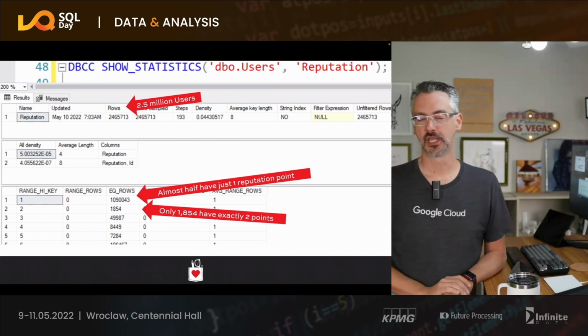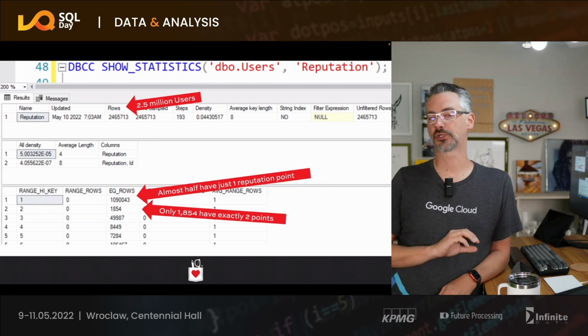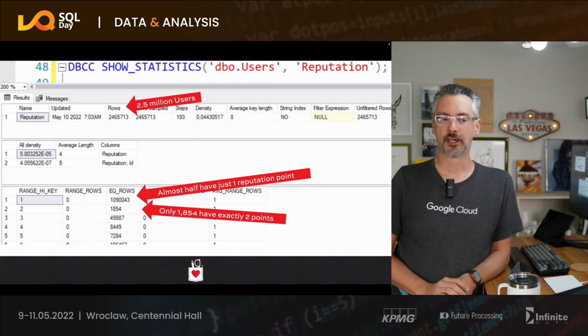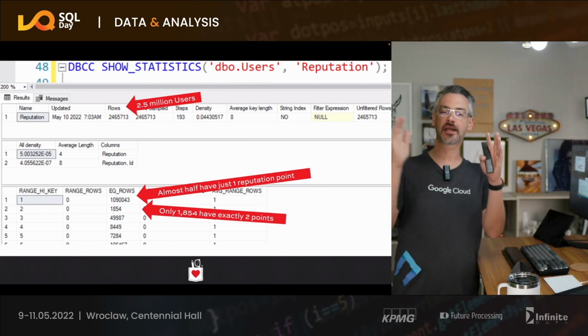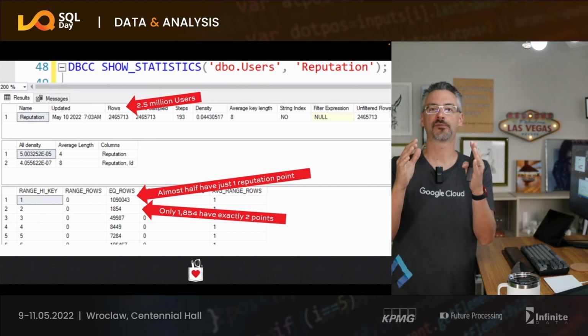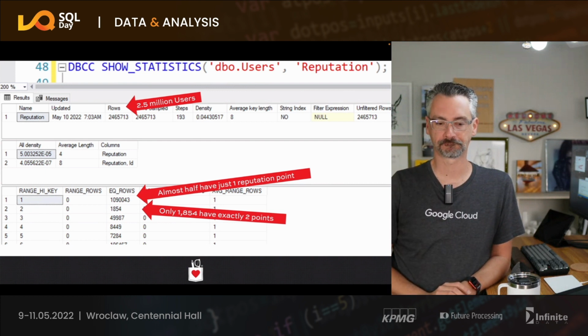DBCC SHOW_STATISTICS is a totally safe command to run. You can run it in production. It returns absolutely instantly, and it's able to do that because statistics are just one 8K page. It's a really tiny amount of metadata to describe the contents of what we're looking at, like in this case, the index on reputation.